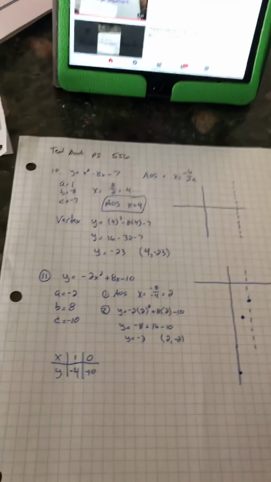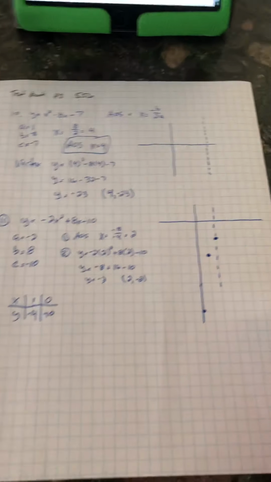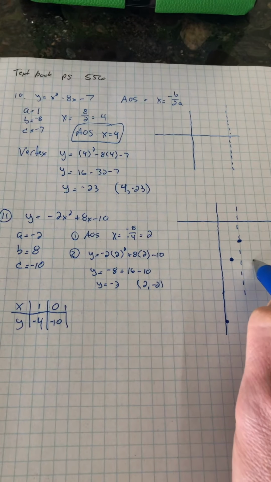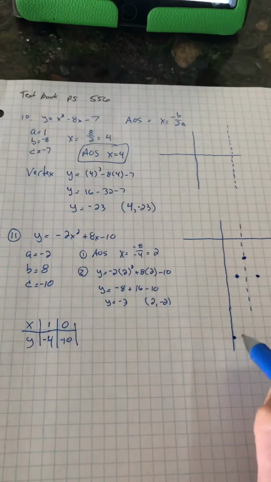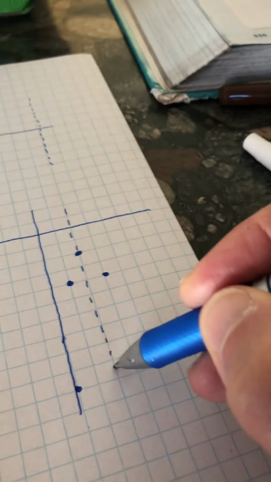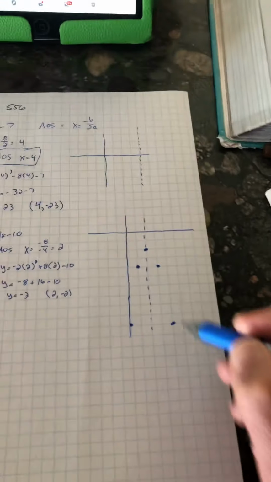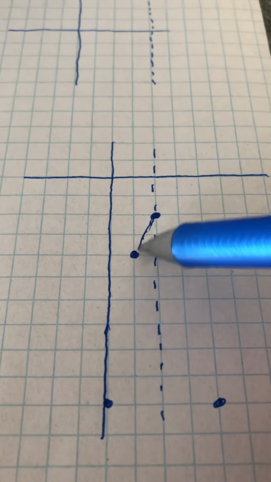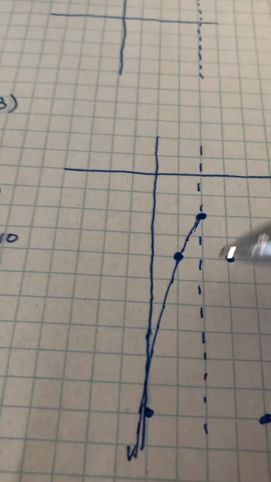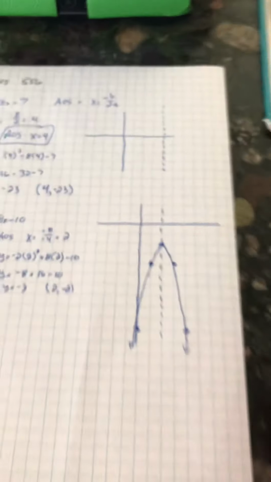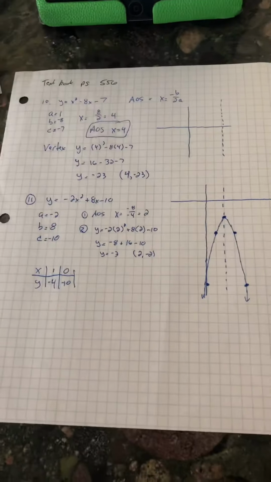All right, now use the symmetry at this point. I don't need to find any more points. If I am 1 away from my line of symmetry, I'm going to be 1 away on the other side. If I am 2 away, I'm going to be 2 away on the other side. And then I just take my pen in this case, and sketch this rounded U shape going through, and I have it graphed. Okay?